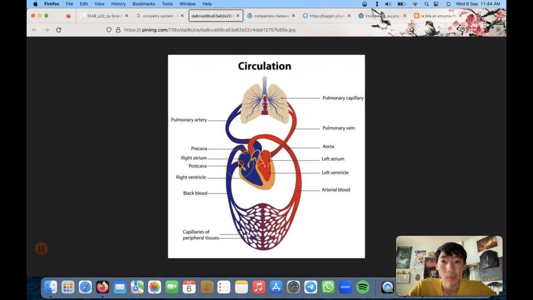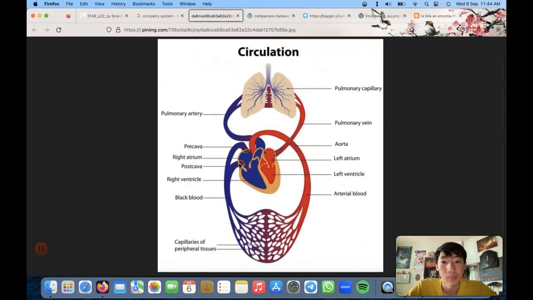Okay, so this is a picture of our circulatory system. Our circulatory system consists of a few things. Firstly, your heart, and then the blood vessels. Your lungs are technically not a part of your circulatory system. They're actually part of your respiratory system. Okay, that's breathing. So let's talk about the circulatory system.